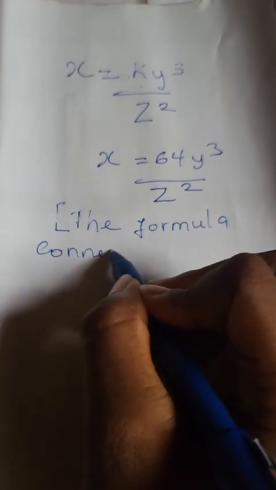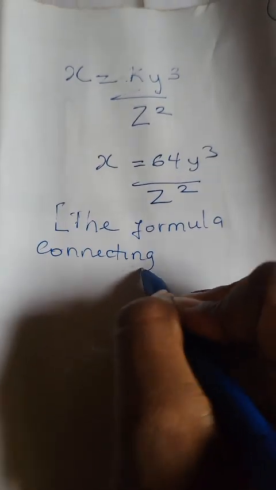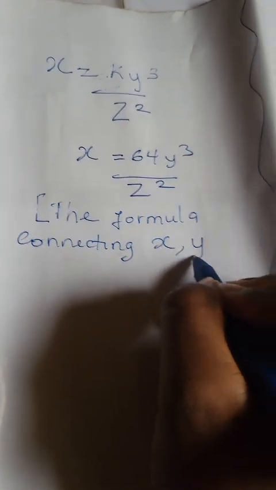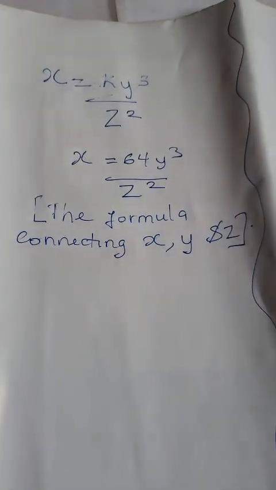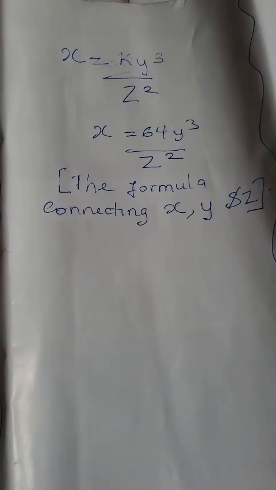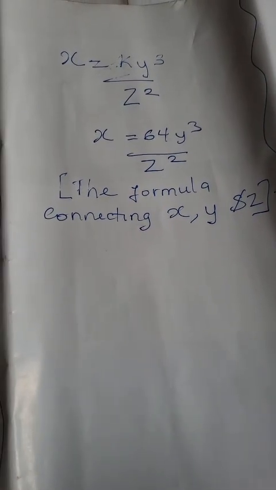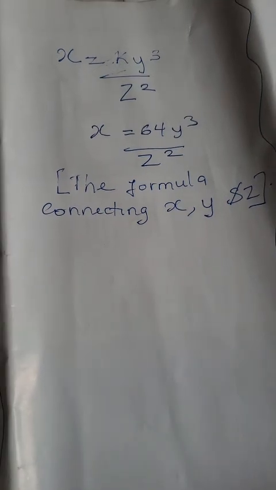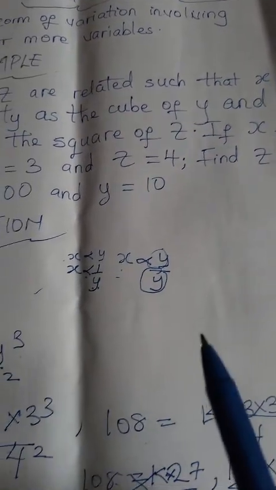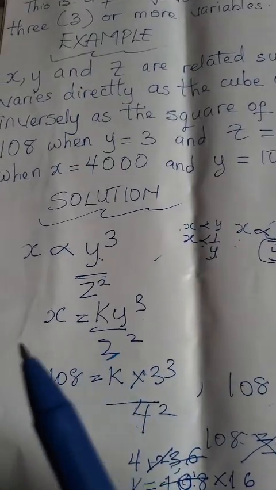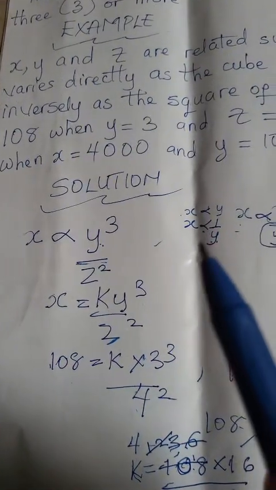Connecting x, y, and z. So we're done with that part. Let's now read the last part of the question and solve it. They now said, find z when x is equals to 4,000 and y is equals to 10.